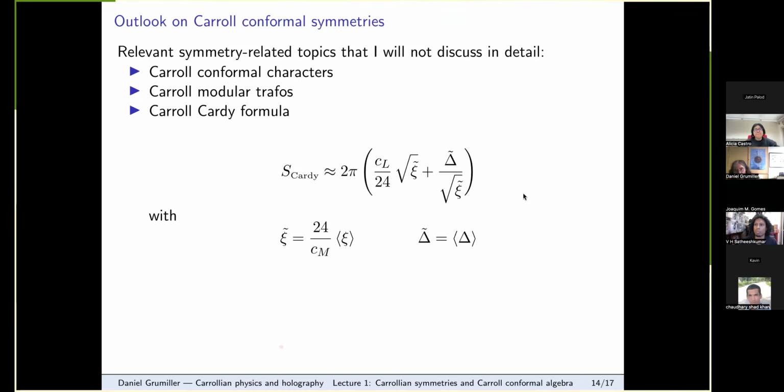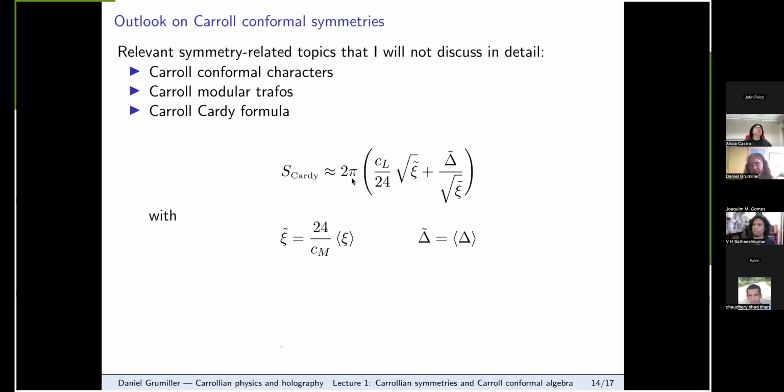And why are these Carroll modular transformations useful? Well, they allow you to derive something like the Carroll-Cardy formula. I'll not give you the derivation here, I'll just give you the final result. So this is the entropy of some state in a certain regime of a Carroll conformal field theory. And that state has certain expectation value of the super translation eigenvalue psi and the super rotation eigenvalue delta. I rescaled psi by this factor 24 over cm to make this quantity dimensionless.